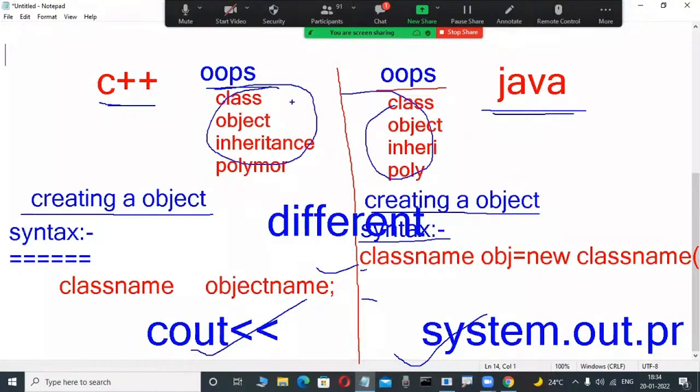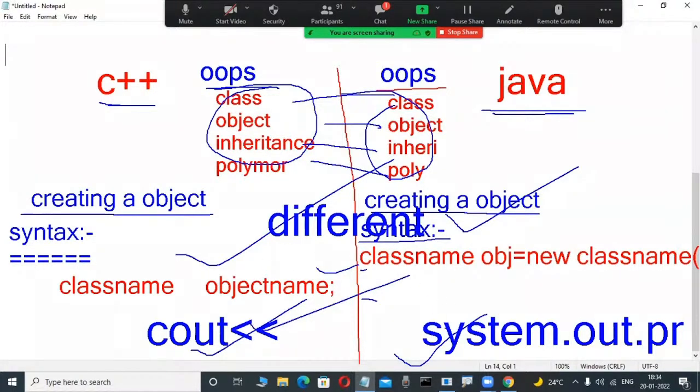Same. OOP concepts are the same. What is a class? What is an object? What is inheritance? What is polymorphism? Same. But syntactically totally different. Why? Because those are two different languages, two different products from completely different companies. That's why the functions are different, and the syntax is also different.